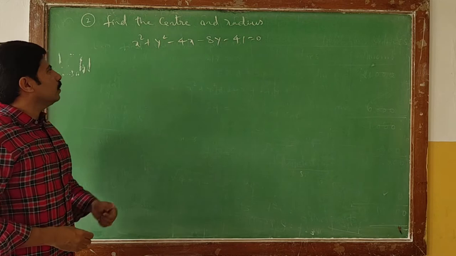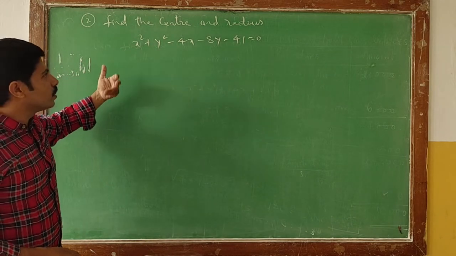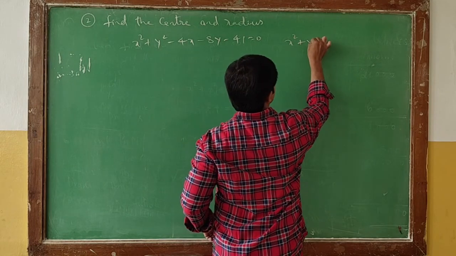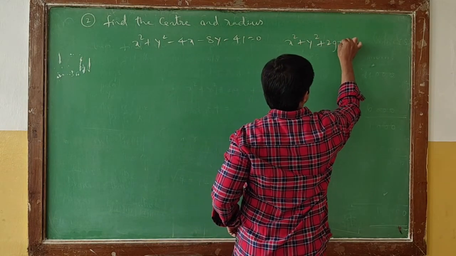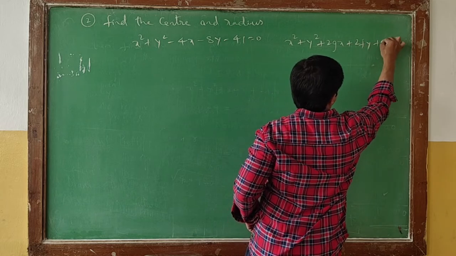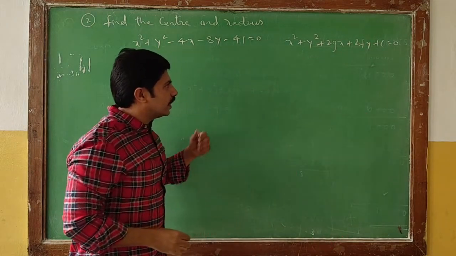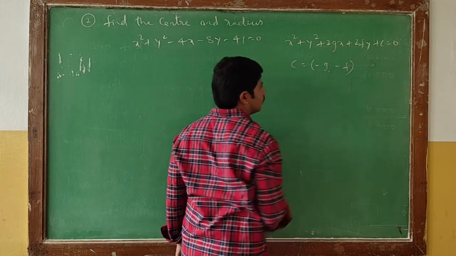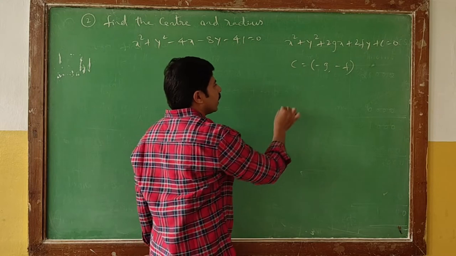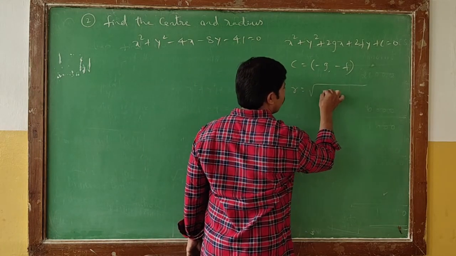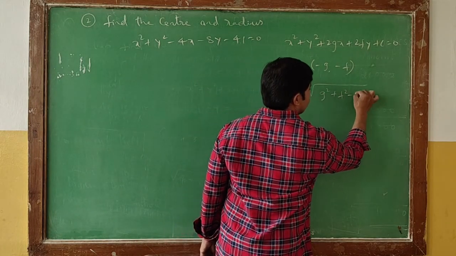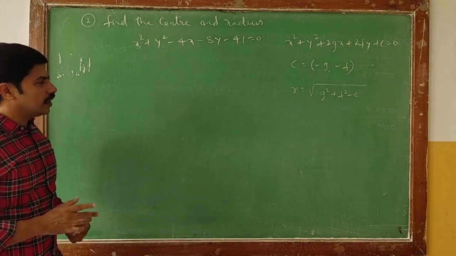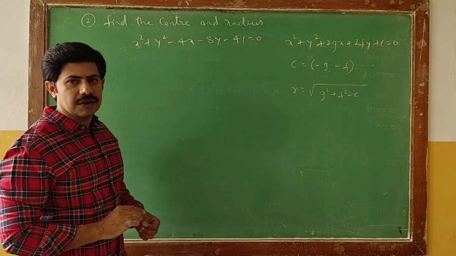So here we have to find the center and radius. What is the center for a general equation? Suppose the equation is x squared plus y squared plus 2gx plus 2fy plus c is equal to 0. Then the center of the circle is minus g comma minus f. This is the center, and the radius is under root of g squared plus f squared minus c. So here, first we find the center. In order to find the center, we need to find the values of g and f.